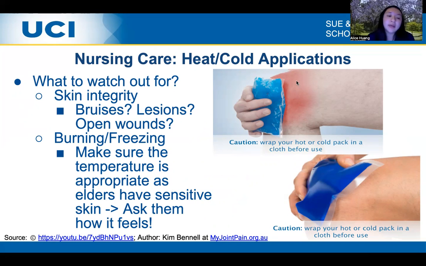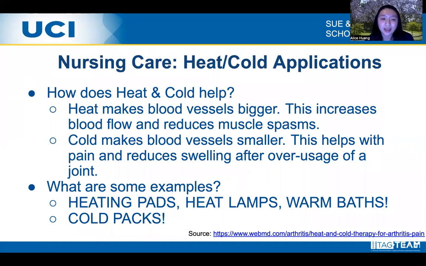Okay, so how can we care for people with arthritis? First of all, we can apply heat and cold devices to help with joint pain. Heated devices such as heating pads, heat lamps, and warm baths make blood vessels bigger, and this means that there's more blood flow there, which would reduce muscle spasms. Cold devices such as cold packs make blood vessels smaller, and this helps decrease pain and swelling if the joint is overused.